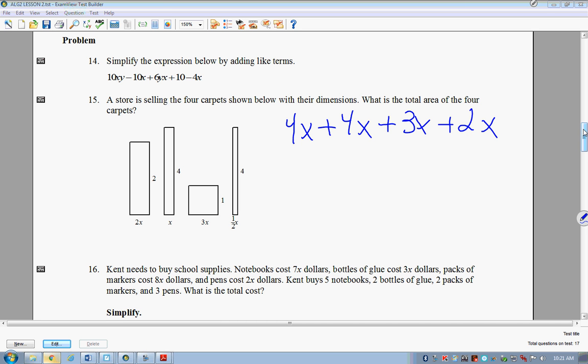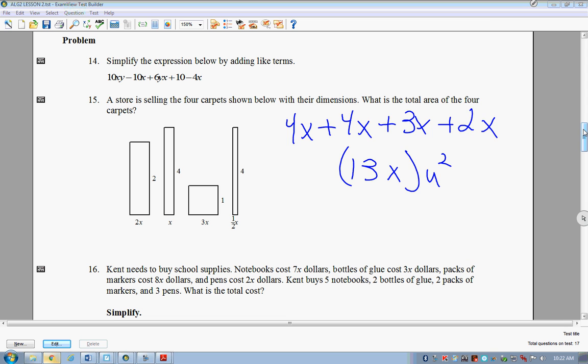What's 4 plus 4? 8 plus 3? 11 plus 2? 13x. And because we don't know anything there, we would say 13x units squared. Does that make sense? Okay, 13x is what they're looking for, but I'm going to be more specific, and we're going to say units squared because they are looking for area. And they don't tell me what the units are.